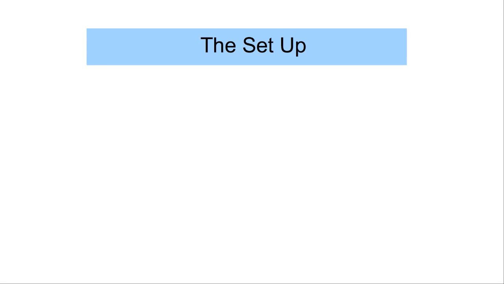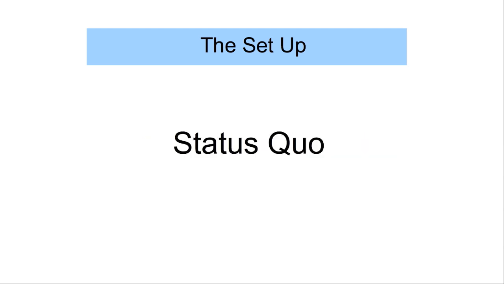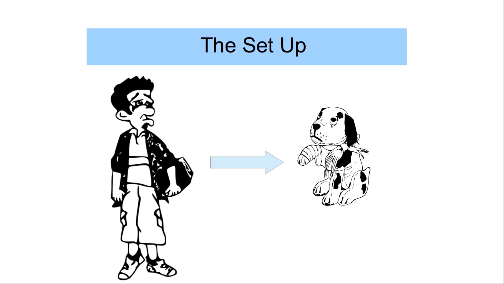So aside from being entertaining, what does the setup need to do? The most important thing to remember about the setup is that its purpose is to establish the status quo. In other words, it needs to establish what life is like before the meat of your story. In addition, the setup should invoke sympathy in the reader towards your main character.